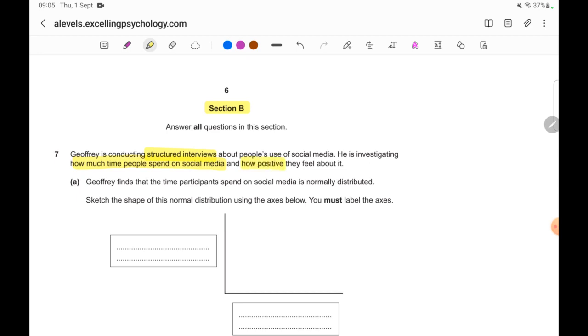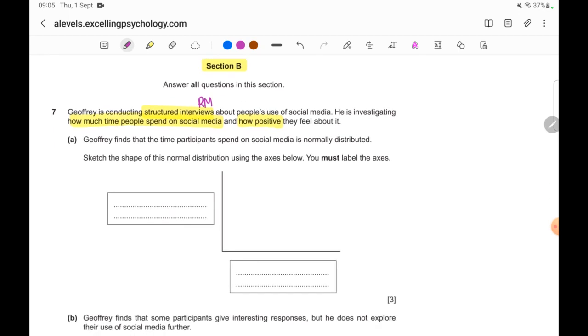Okay, like I've told you, always read the question deeply, not at a surface level. So firstly, we note that Jeffrey has used the research method of structured interview. When we think this way, it primes us or prepares us towards thinking about the named methods and the named variables. So he's used structured interviews and he studied two variables, time spent on social media and the feeling towards spending that time. Keeping this in mind, we read the question.